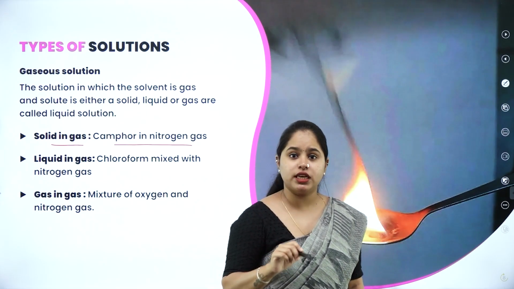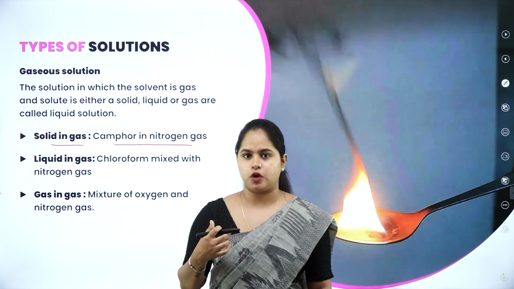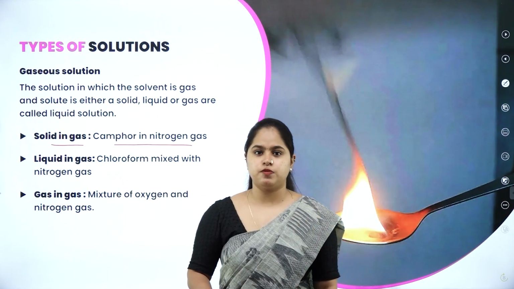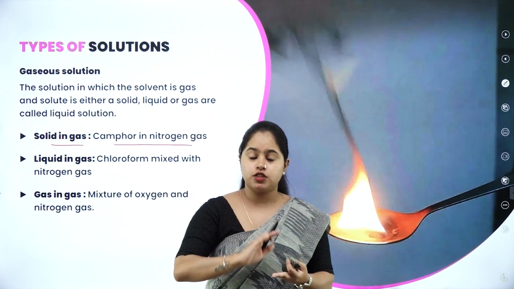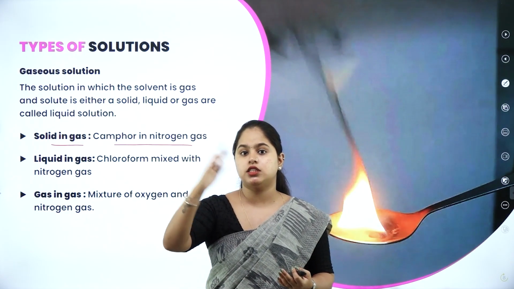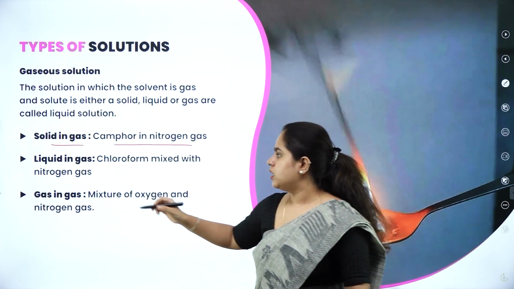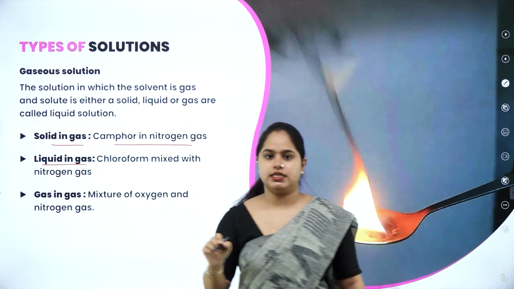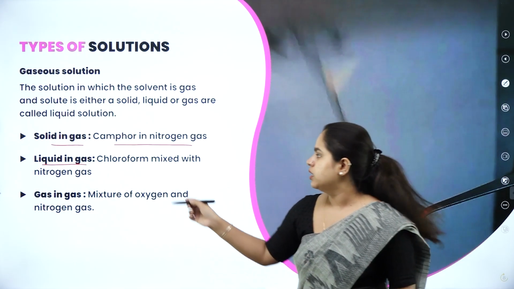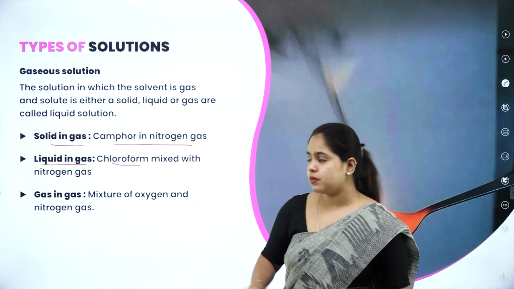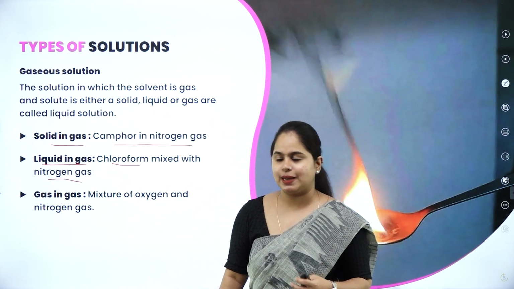Have you seen the sublimation process? You have already studied what the sublimation process is, right? When we heat camphor, what happens? You can see the evolution of gas from it. From solid state, directly it is getting converted into gaseous state, right? So that is an example for that. Now, next one is liquid in gas solution, right? Chloroform mixed with nitrogen gas. Chloroform is in liquid state and the nitrogen is present in gaseous state. So that is an example.